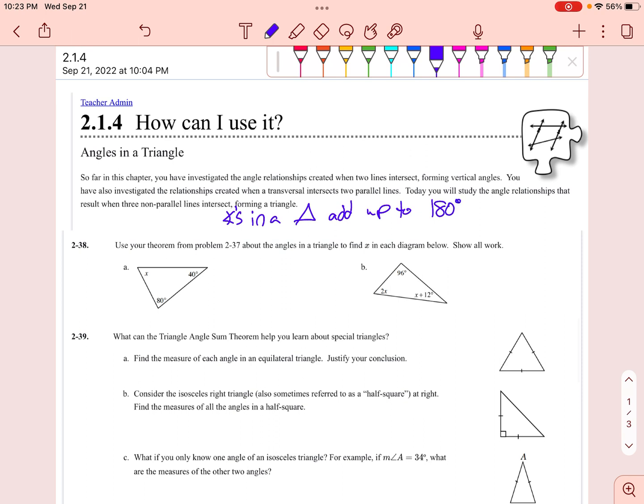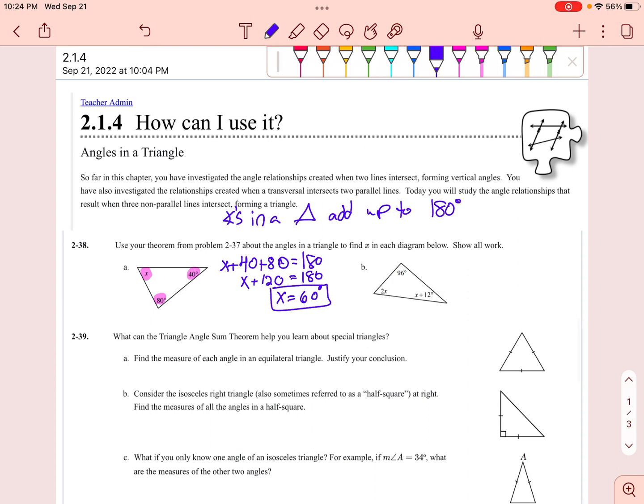So looking at my first example on 2-38, I would add all three of these angles up. So this angle plus this angle plus this angle, x plus 40 plus 80, all three of them have to add up to 180 degrees. So if I combine 40 and 80, I get 120, subtract 120, my x has to be 60 degrees, okay?